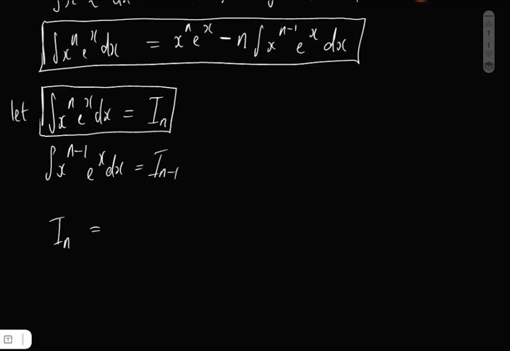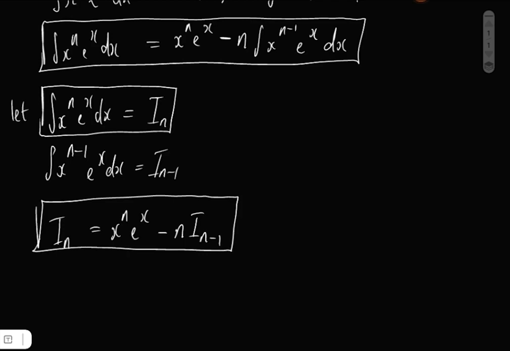Where there's the integral we are now replacing with I n, which is equal to x to the n e to the x minus n multiplying the integral of this thing, which we call I of n minus 1. And this is the reduction formula for something that has the form x to the n e to the x, where you are raising your polynomial.